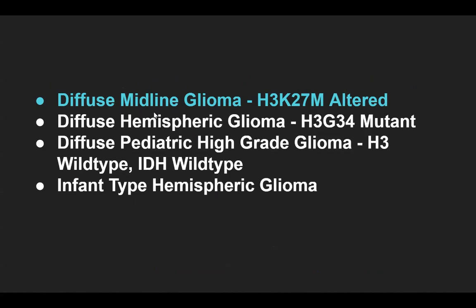Apart from this, we are left with three more tumors. The first one is diffuse hemispheric glioma, H3G34 mutant. Then we have diffuse pediatric high-grade glioma, H3 wild type, IDH wild type. And then in the end, we have infant type hemispheric glioma, which we won't be covering today.